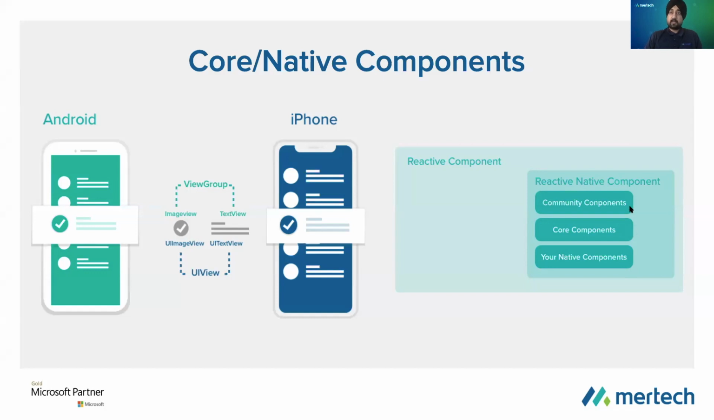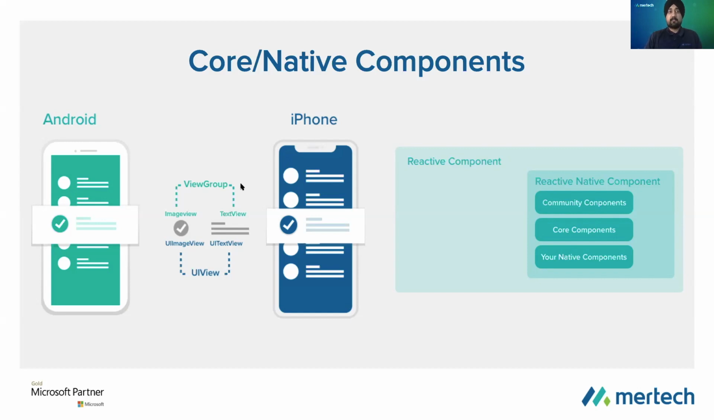And then following that are the community components. Community components meaning components that have been developed by community members. So such as, let's say you need to access the camera. Rather than writing all that logic or that code to access the camera, somebody's already done that. So you can go out, find that component, and integrate that into your application.